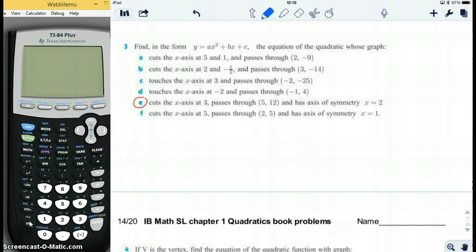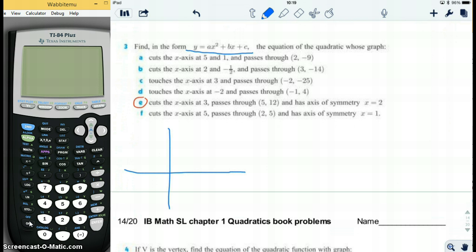Find, in standard form, the equation of the quadratic whose graph cuts the x-axis at 3, passes through 5, 12, and has axis of symmetry x equals 2. So let's kind of draw this first. Since they gave us the requirement that we have to write in standard form, it's a little bit more tricky. So we'll write it in the form that's convenient for us, and then after that we'll use algebra to change it to standard form.